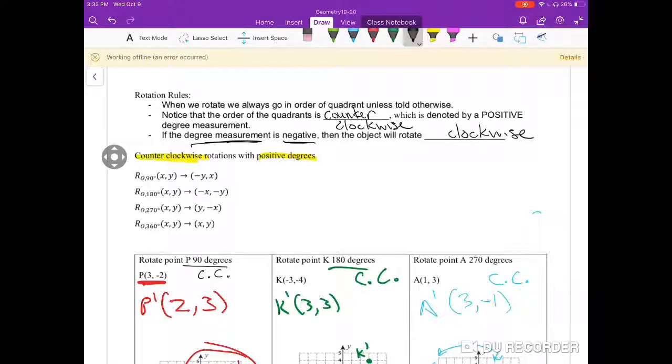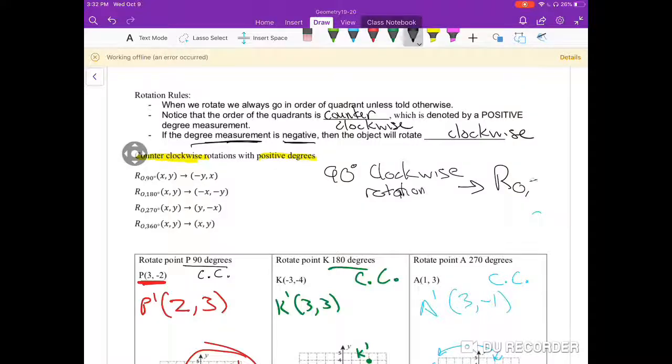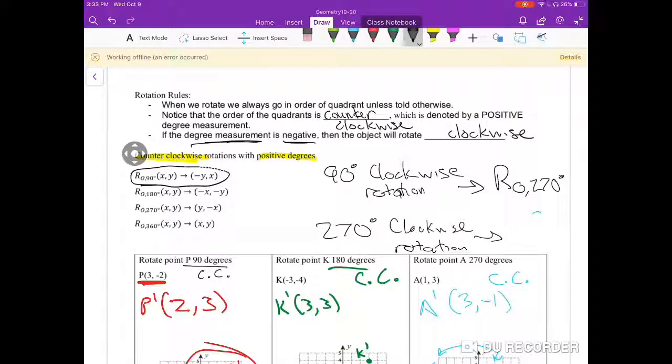So, for example, if the question asks for a 90 degrees clockwise rotation, meaning it's backwards, you cannot use this formula. For a 90-degree clockwise rotation, you are actually going to use the counterclockwise 270 because they are opposites of one another. That's how this works. So if you're asked for a 270 degrees clockwise rotation, you would use the formula for a counterclockwise 90 degrees. And we'll go over this together as a class because I think this is the toughest part for people to grasp here.